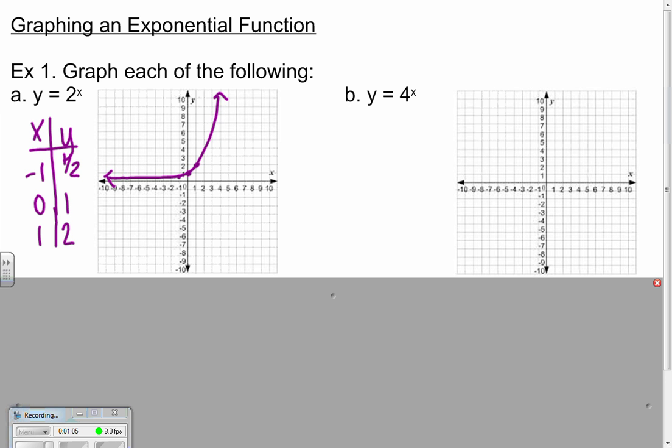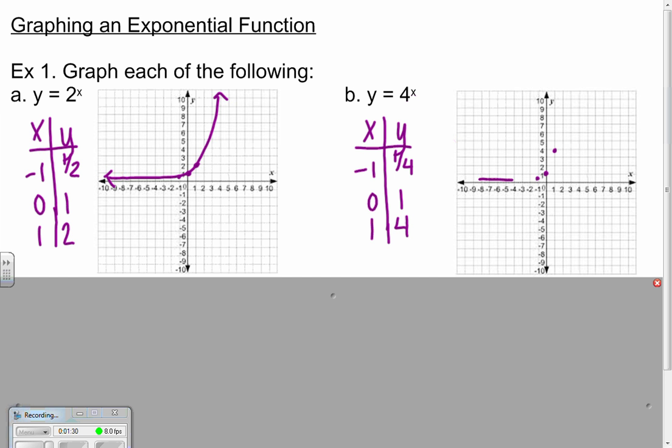Letter B, y equals 4 to the x. Again, I'm going to choose a -1, a 0, and a 1. If I put a -1 in, 4 to the negative first is 1/4. I'm trying my very best, but the pen tip is a lot larger than the graph. If I put a 0 in, 4 to the 0 is 1. And if I put a 1 in, 4 to the first is 4.